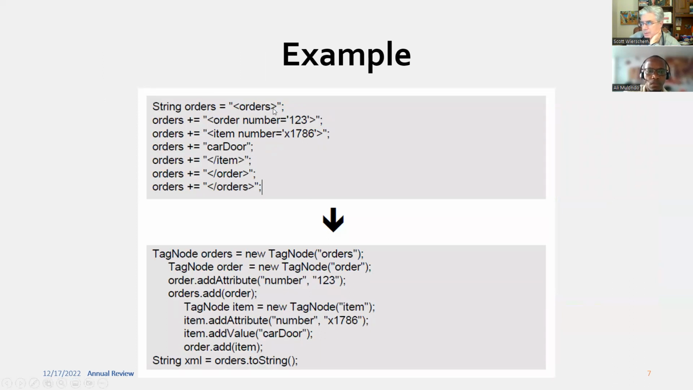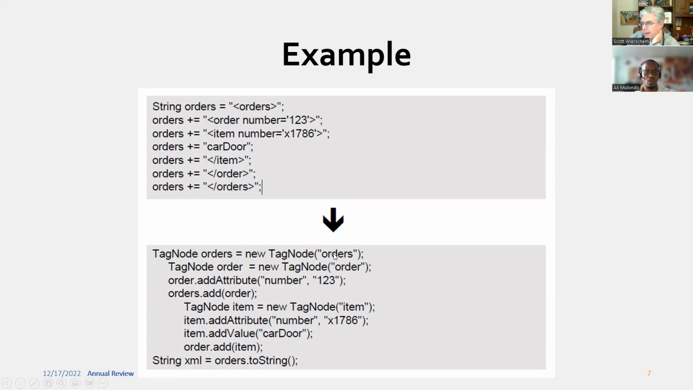You've got this string you have to put together. You've got orders. This is XML. So you've got the orders, and from there you need to indent it some, and you have your order, and it's going to have an attribute with a 1, 2, 3, and an item, and then you've got a value here in the middle. So the orders, order number, item number, and then the name.